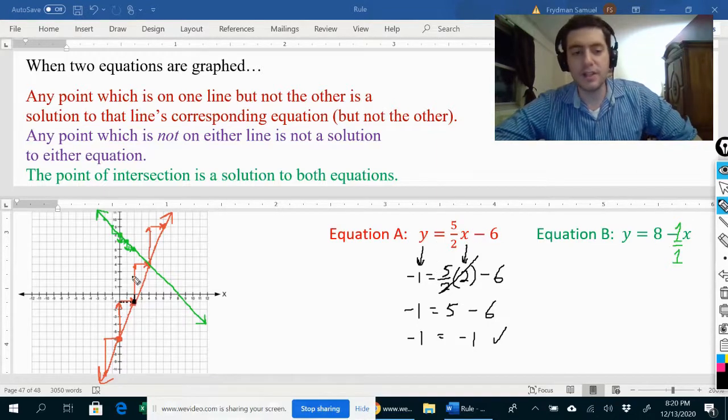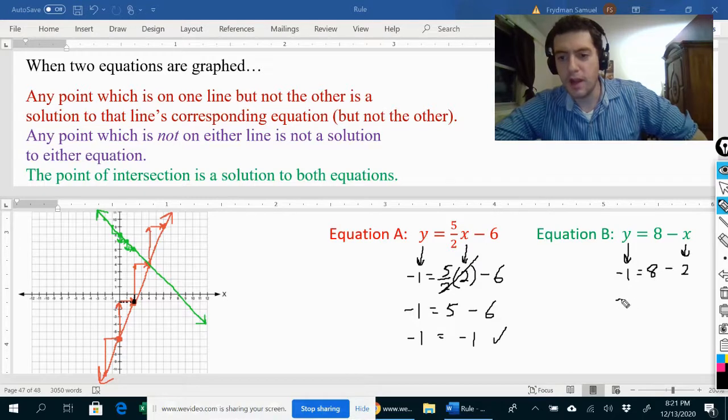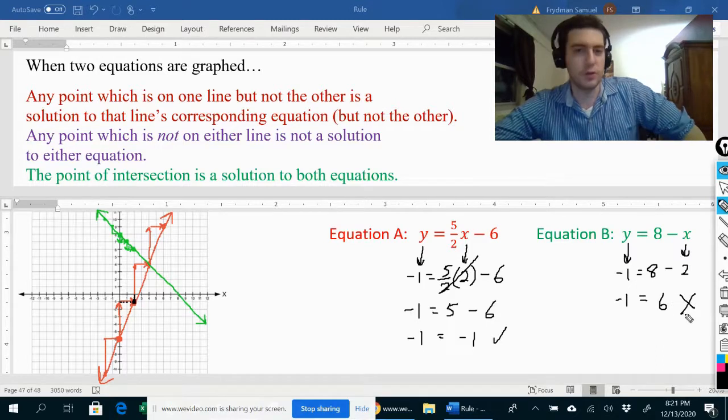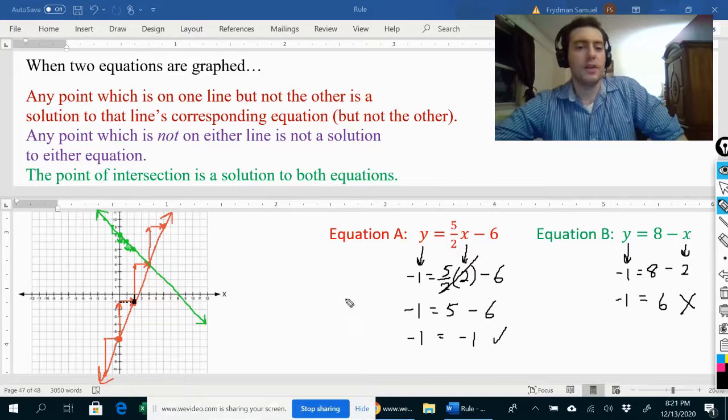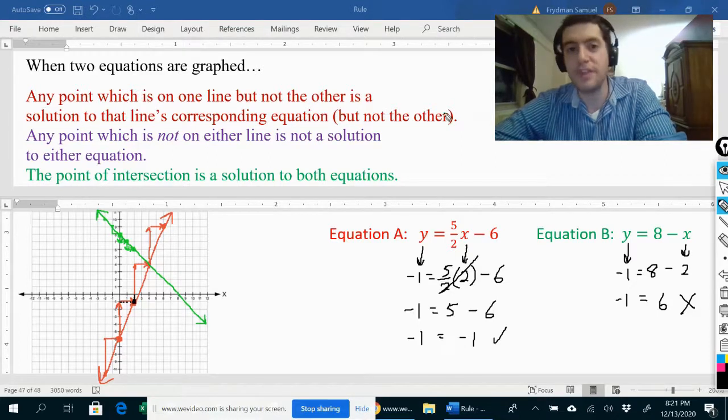But this point is not on the green line, so it should not be a solution to equation B. And let's just verify that. If I were to take 2 for x and -1 for y and plug it into this B equation, am I going to get a true statement? I get -1 equals 6, which of course is not true. -1 is not equal to 6. So I got a false statement here, which means that this is not a solution to equation B. So going back here, any point which is on one line but not the other is a solution to that line's corresponding equation, but not the other equation.